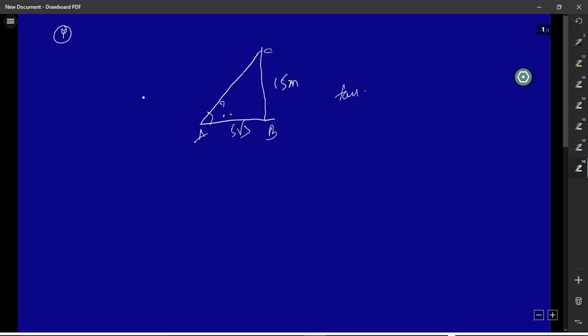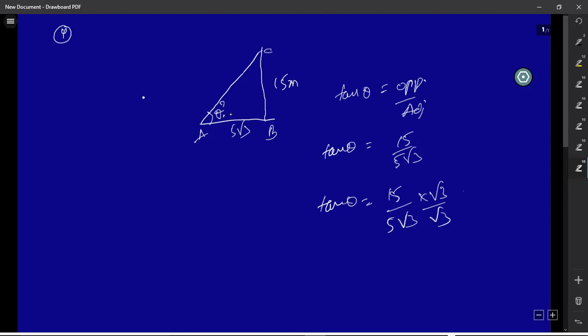I'll just make use of tan theta. Let us suppose this angle is theta. Tan theta is opposite side by adjacent side. Opposite side is 15, adjacent is 5√3. If I have to remove the square root from the denominator, I'll just have to multiply and divide this by root 3. 15 into root 3 is 15√3 by this 5, I'm writing as it is. Root 3 into root 3 is root 9.